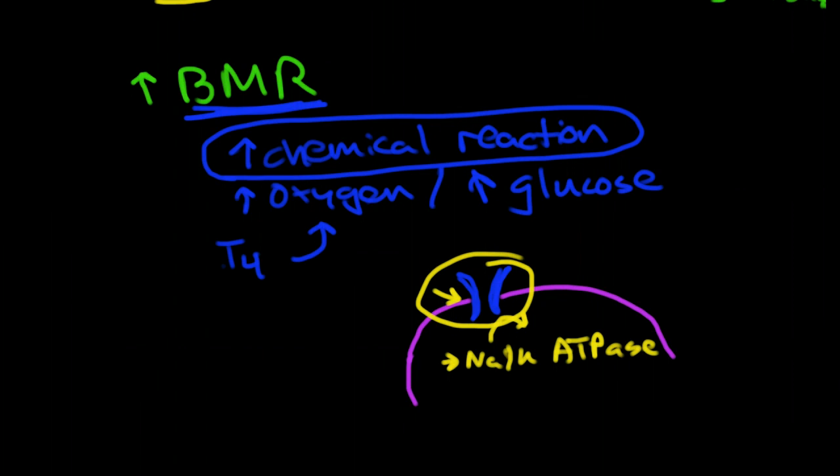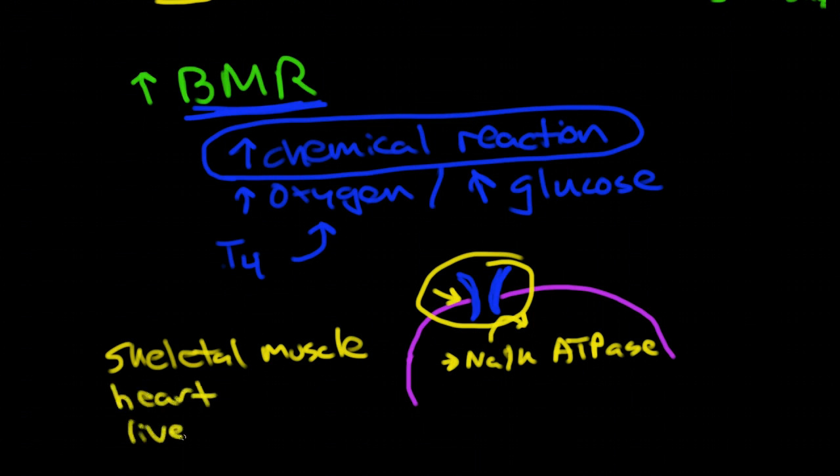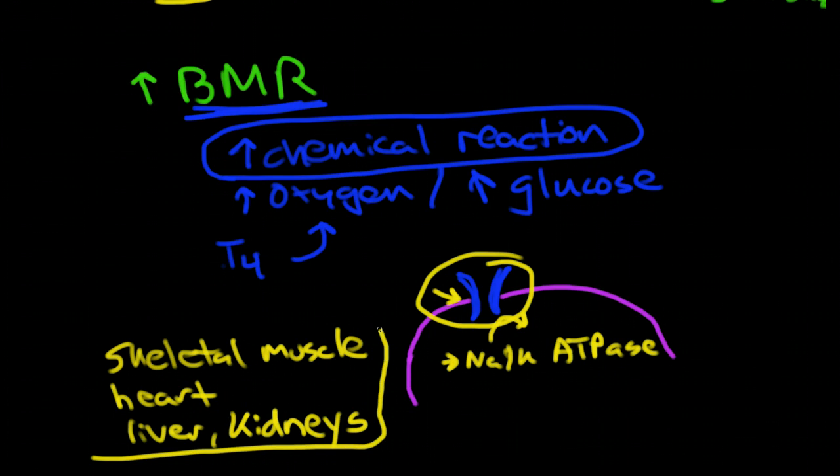Now, this doesn't occur in all tissues. It tends to occur primarily in skeletal muscle, the heart, the liver, the kidneys. And interestingly enough, these organs all have something in common. These are sort of the big energy users of the body, except for the CNS. The CNS is really not directly affected by thyroid hormone.